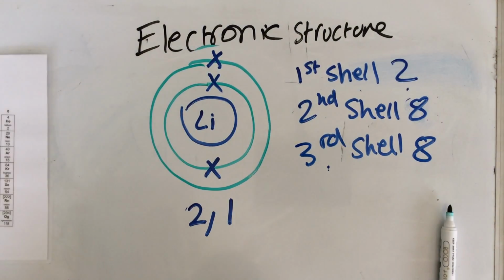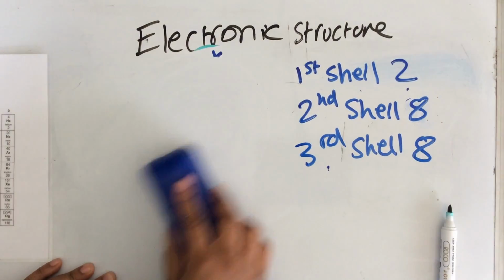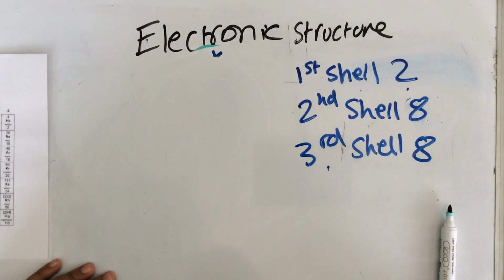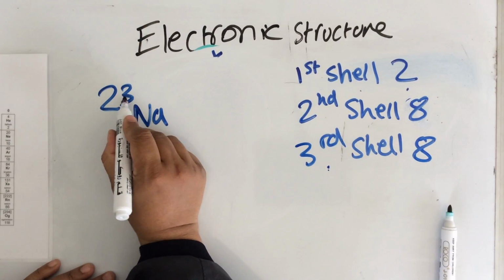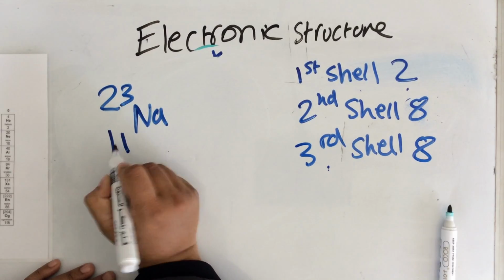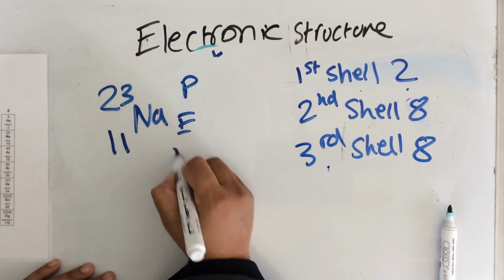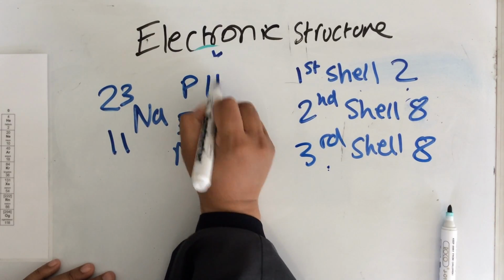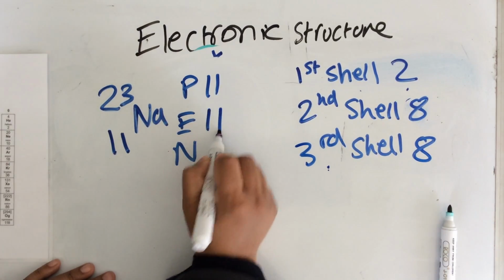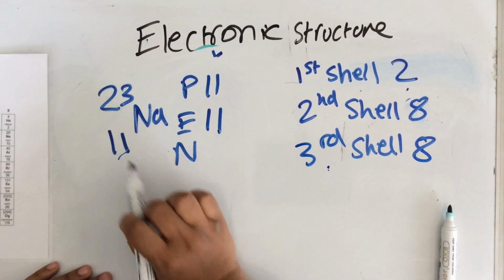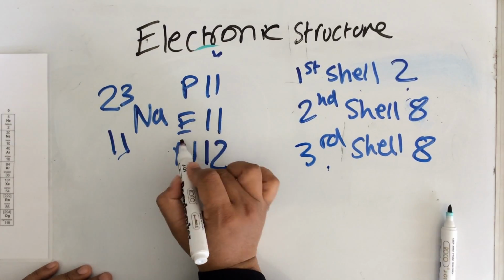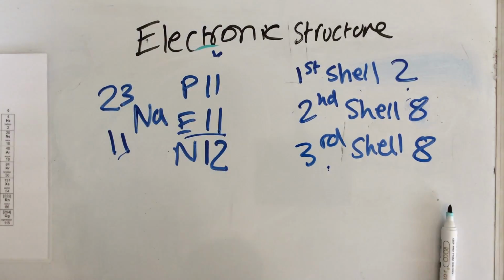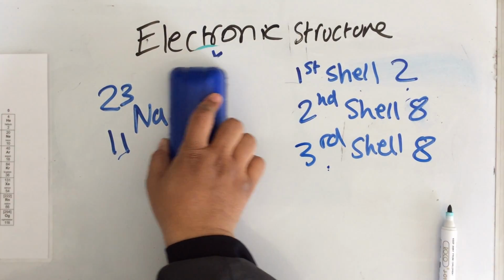Okay, so the next one that I'm going to do is sodium. Now, we know sodium has 23 as the atomic mass and 11 as the atomic number. So the PEN for this, it has 11 protons, therefore it will have 11 electrons, and the neutrons is 23 minus 11, that will give you 12. Okay, and for this session we're only interested in the electrons, so we now need 11 electrons for sodium.